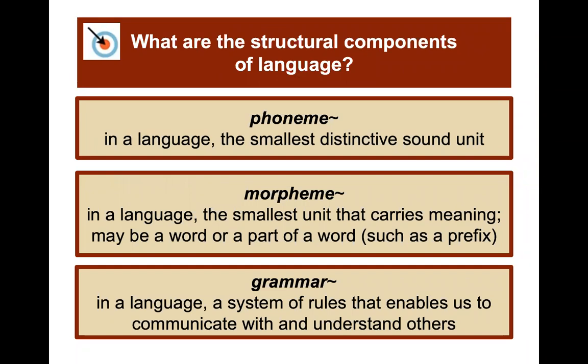So what are the structural components of language? There are 3 of them that we're going to discuss: phonemes, morphemes, and grammar. Phonemes are just the smallest distinctive sound units in a language. Morphemes are the smallest units that carry any sort of meaning. It could be a word or even a part of a word, like a prefix or a suffix, something that gives meaning. Grammar is a system of rules that enables us to communicate with and understand others.